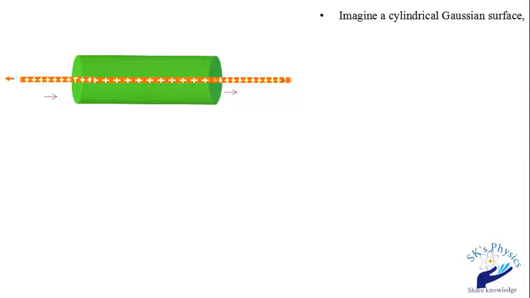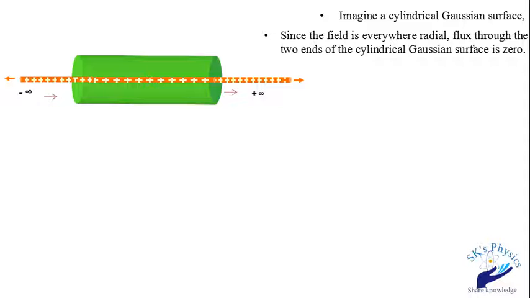Imagine a cylindrical Gaussian surface, from minus infinity to plus infinity, containing the wire. Since electric field is everywhere radial, flux through the two ends of the cylindrical Gaussian surface is 0. Now for the two ends, there is dS and E normal, so the electric field component normal is 0.